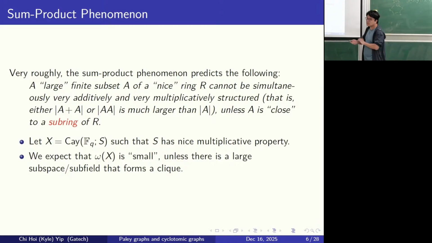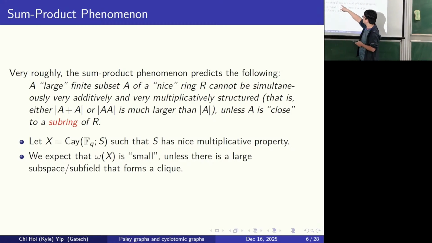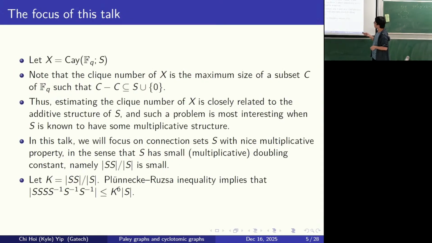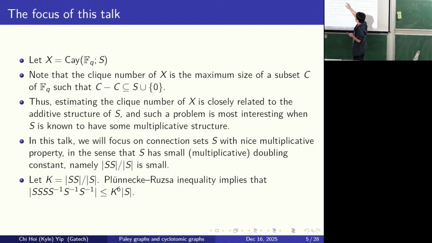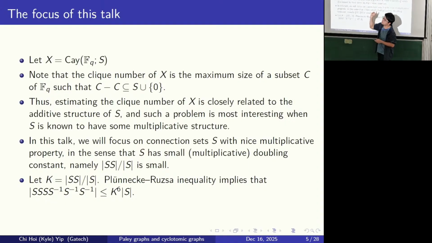Okay, so why is it related to our problem? We are working on a Paley graph where the connection set S has nice multiplicative property. Suppose now we want to consider the clique number. That means we want to find the maximum size of the set C, such that C minus C is contained in S union {0}. Right?